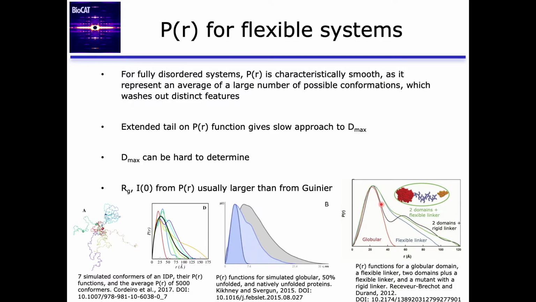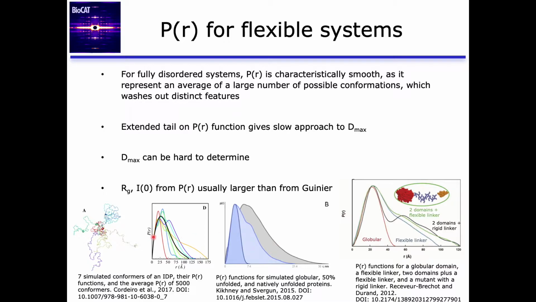So that's what we see when we look at the scattering profile. Now I want to talk about the P of R function. The P of R function for fully disordered systems is characteristically smooth, very similar to the scattering profile, because again, it represents an average of a large number of possible conformations, which washes out distinct features.